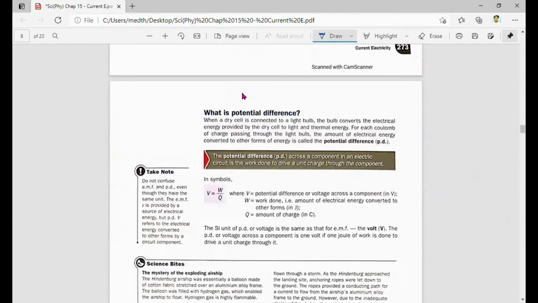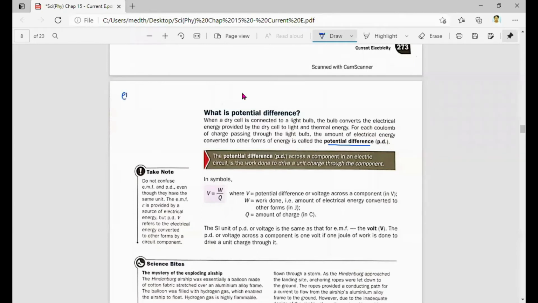So EMF is the work done to drive a unit charge around the whole circuit. What is potential difference? Okay, so when a dry cell connects a light bulb, the bulb converts the electrical energy provided by the dry cell to light and thermal energy. For each coulomb of charge passing through the light bulb, the amount of electrical energy converted is called potential difference. So work done to drive the charge around the circuit is EMF.